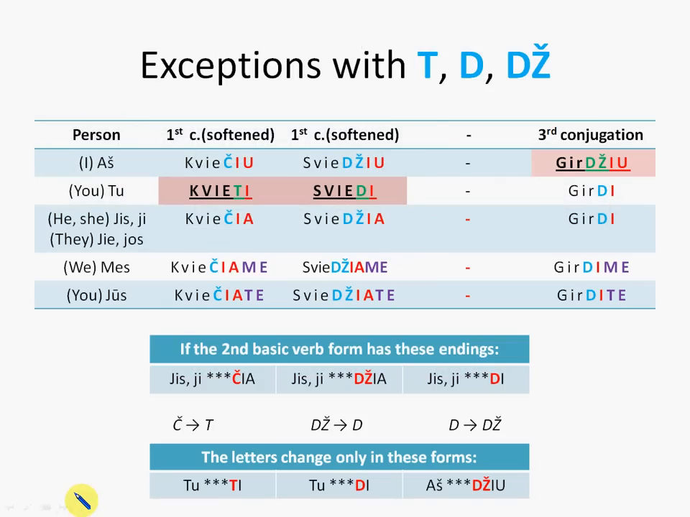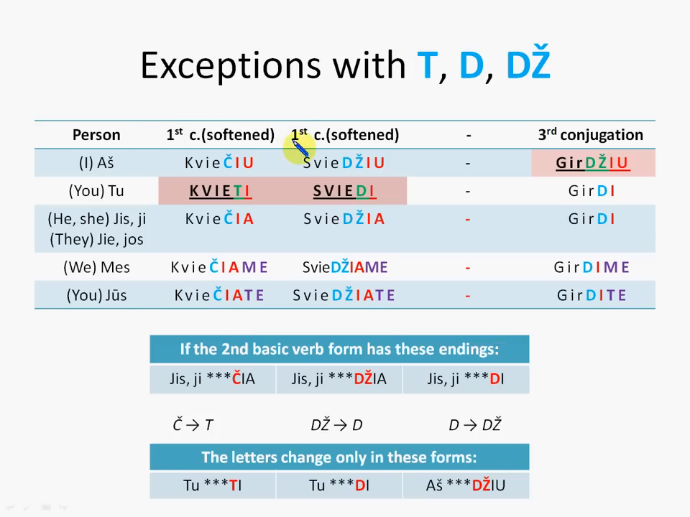So now a little bit of irregularities. We've got some exceptions with the letters t, d, j. Now, if you're only a beginner, don't mind these exceptions too much because they don't occur very often. So if you want to know, let's look at these exceptions.